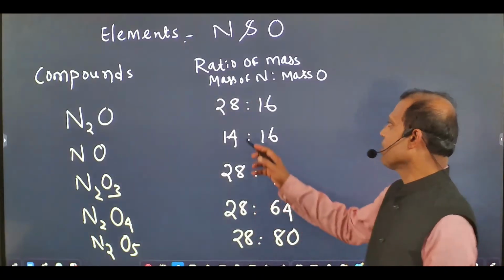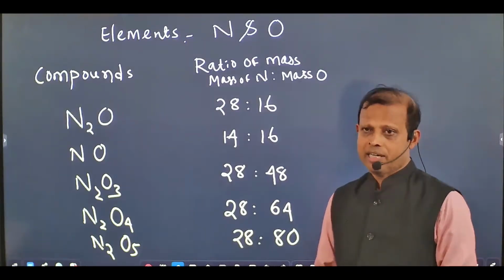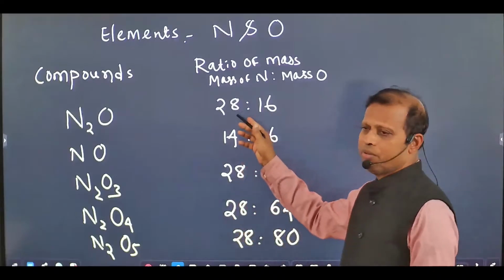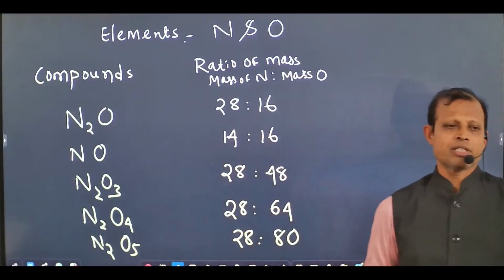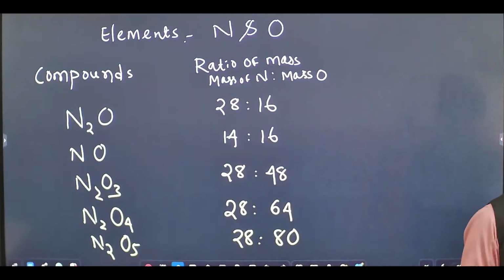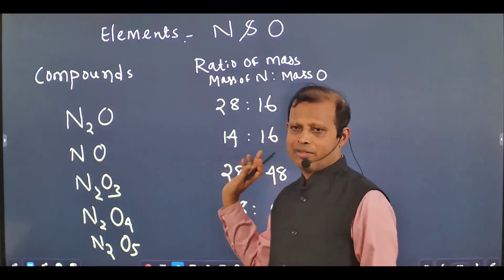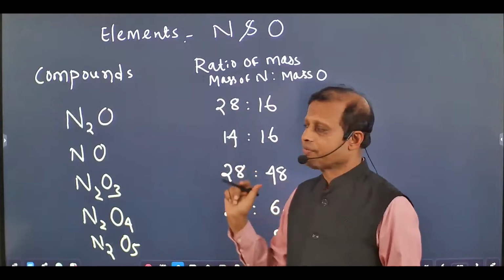How? The mass of nitrogen is 14, mass of oxygen is 16, atomic mass I am talking about. There are 2 atoms, means 2 into 14, 28. 1 atom of oxygen, 1 into 16 becomes 16. Clear or not? Here 14, here it is 16, right? 1 atom of nitrogen and 1 atom of oxygen.